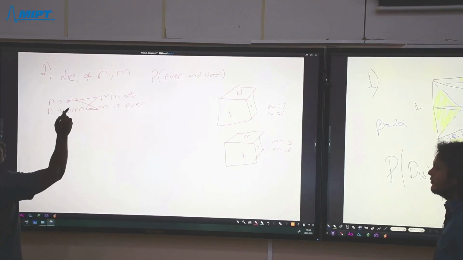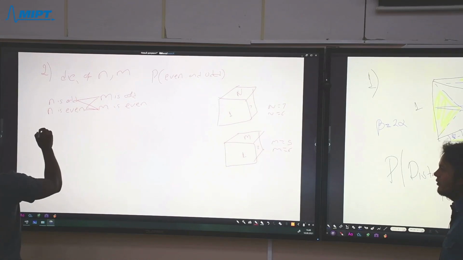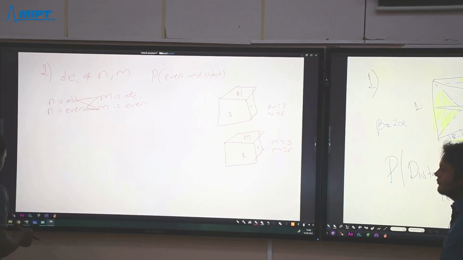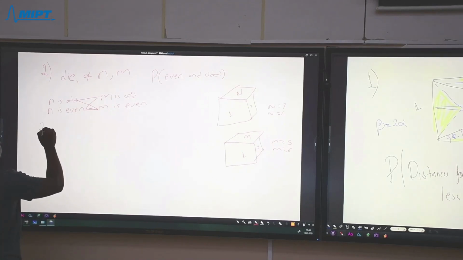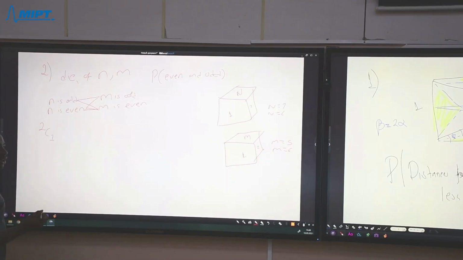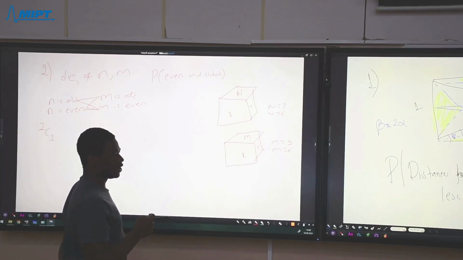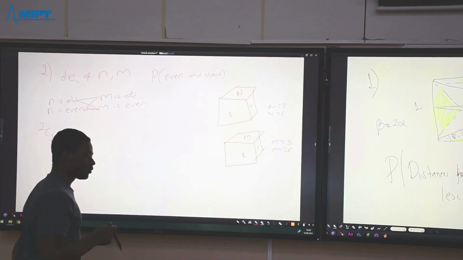So if n is odd and m is odd, the probability of getting an even number. Okay, first choose 1 from 2. This will determine if we're going to get the even number from the n-sided die or the m-sided die. So from 2 you are choosing 1, which die we're going to get the even number from.